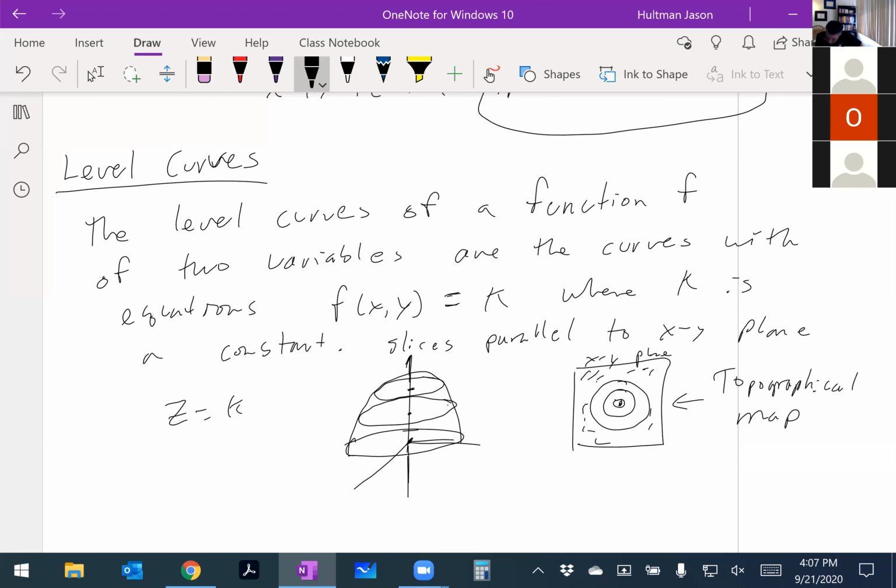So obviously when K is equal to 0, that's my trace in the XY plane. So K equal to 0 is this guy, boom. What if K was equal to 1? That's this guy here. What if K was equal to 2? At Z equals 2, that's this guy here, a smaller circle, right? What happens when K is equal to 3?